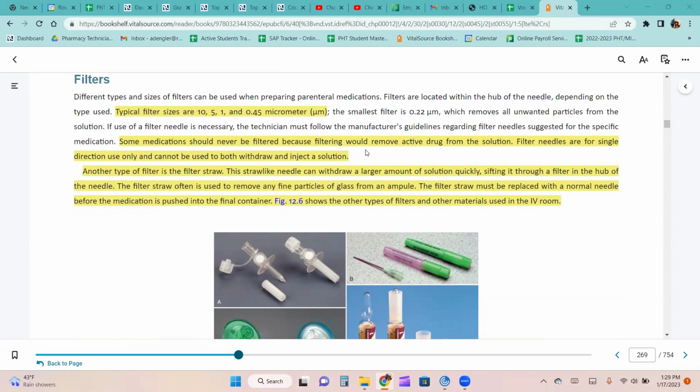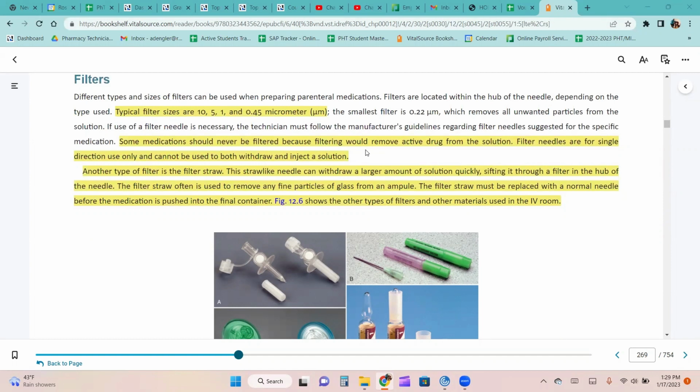Typical filter sizes are 10, 5, 1, and 0.45 micrometer. The smallest filter is 0.22 micrometer, which removes all unwanted particles from the solution. If use of a filter needle is necessary, the technician must follow the manufacturer's guidelines regarding filter needles suggested for the specific medication. Some medications should never be filtered because filtering would remove the active drug from the solution. Filter needles are for single direction use only and cannot be used to withdraw and inject a solution.